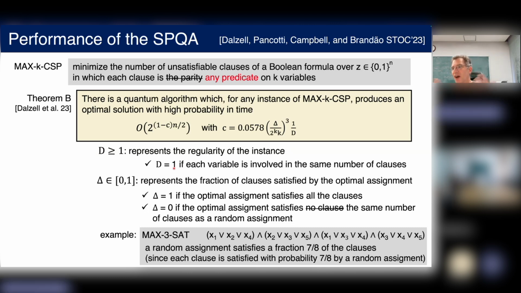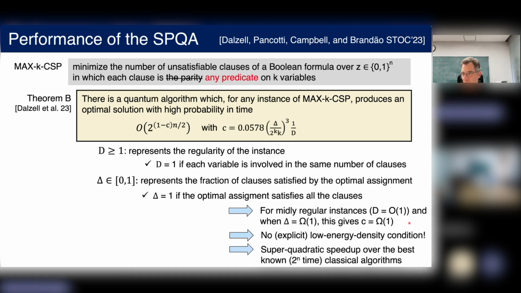But even if the average degree is constant, then D will usually be very close to 1. So it's not a very strong condition to assume that D is close to 1. And so to summarize the implication of this theorem, it shows that when D is upper bounded by 1, so when the instance is, say, mildly irregular, and when delta is a big omega of 1, then you do get C constant. Okay? And then you do get a super-quadratic speedup over the best non-quantum algorithm, because the best non-quantum algorithm was, again, trivial, so complexity 2 to the n.